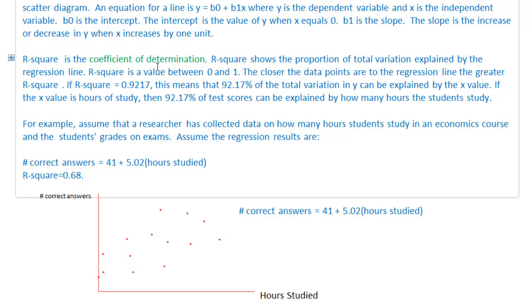The next thing we want to look at is r squared, the coefficient of determination. R squared shows the proportion of total variation explained by the regression line. Well, what does that mean?